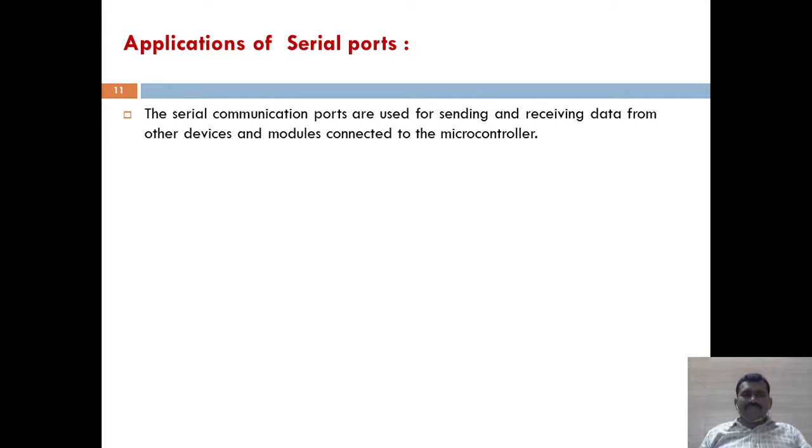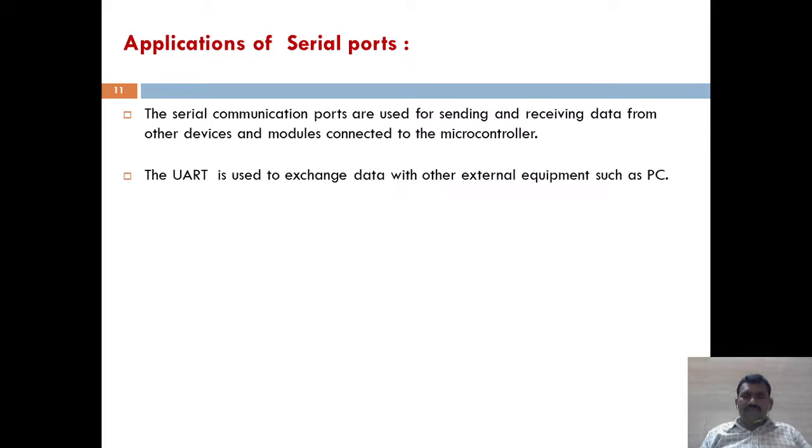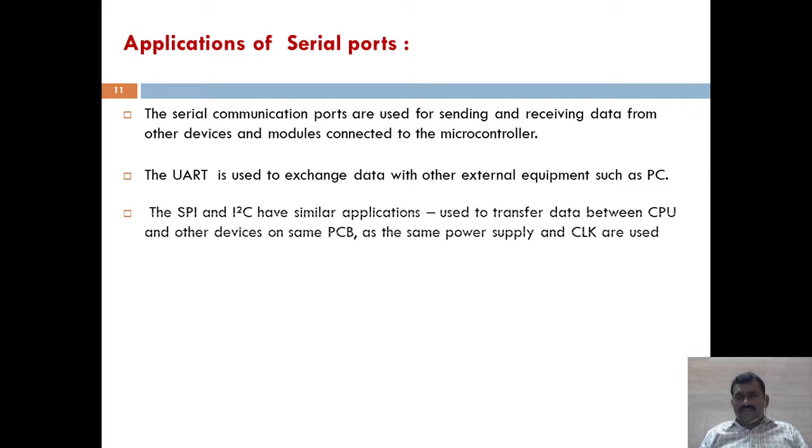So coming to applications of the serial port, the serial communication ports are used for sending and receiving data from other devices and modules connected to the microcontrollers. The UART is used to exchange data with other external equipment such as a PC. SPI and I2C have similar applications, used to transfer data between the CPU and other devices on the same PCB board, as the same power supply and clock are used.